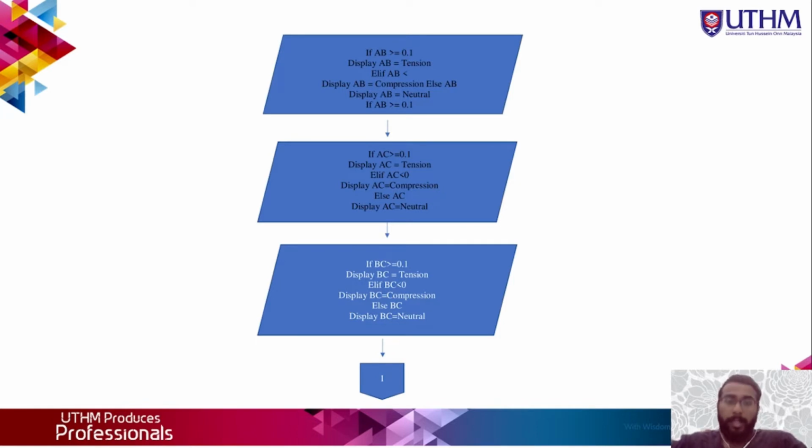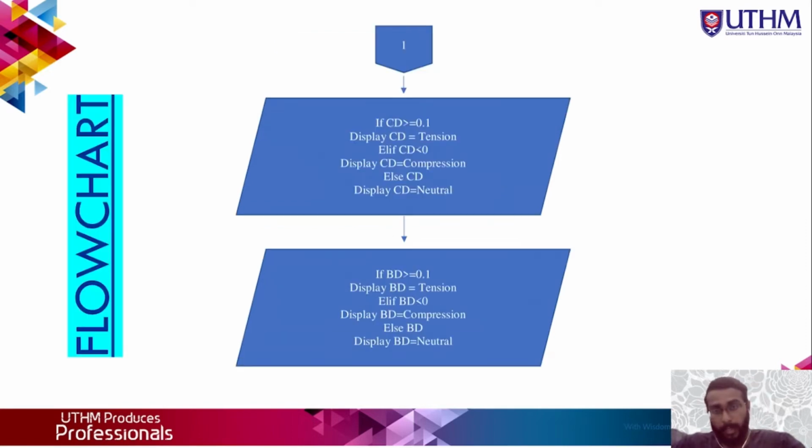Same for BC. If BC is more than 0.1, BC will display as tension. If BC is lesser than 0, display BC equals compression, else BC will be shown as neutral. And here we use the off-page connector so that the flowchart portion will continue on different pages.